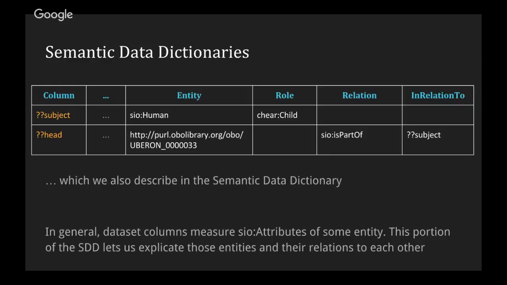Uberon is a handy anatomical parts ontology. I think it actually applies to all species, including humans. So there's a lot of really weird stuff in there, but it has a concept for head. So we can use that to describe all of our different parts that we're measuring. If there's a particular role that an entity is playing, then we can explicate that here. And if it's related to another entity, we can say what that relationship is and what it's related to.